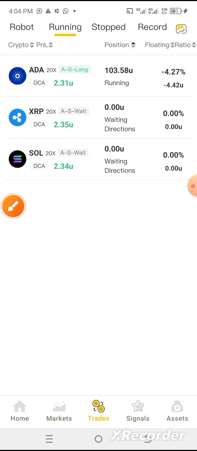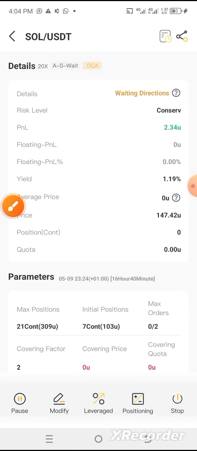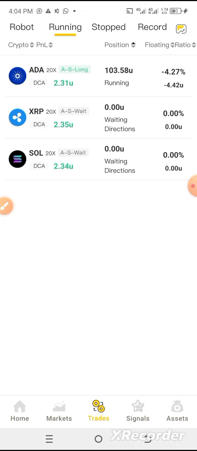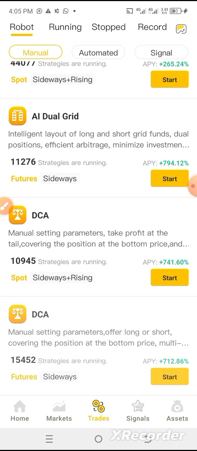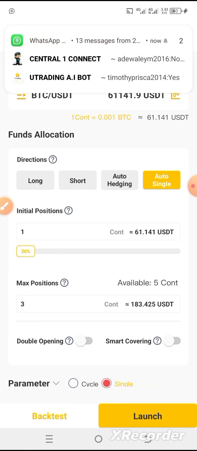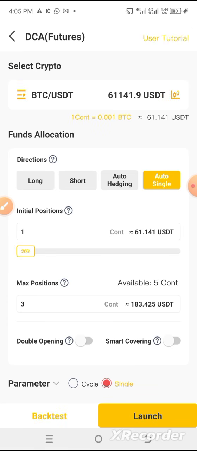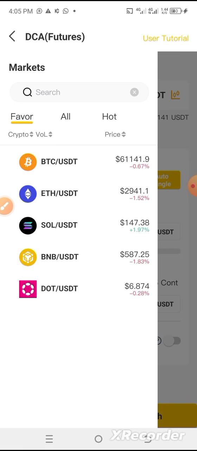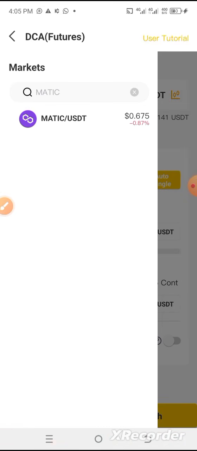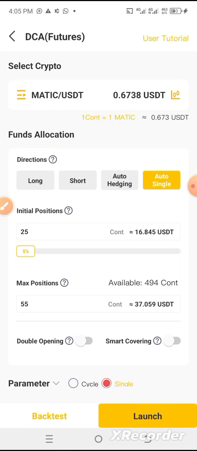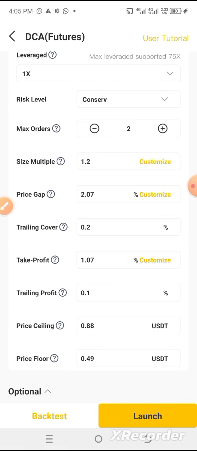So what do we do? Let me modify this in order for you to see. But what we usually do is this. Let me just take the trade. You click trade, you come to robot at the top here, then you come to DCA. You click on DCA. Now, the next thing you want to do is pick your coin. We want to pick Matic here. Let's pick Matic. Okay, and we choose Matic. Now, after choosing Matic, you go down and do the settings below.